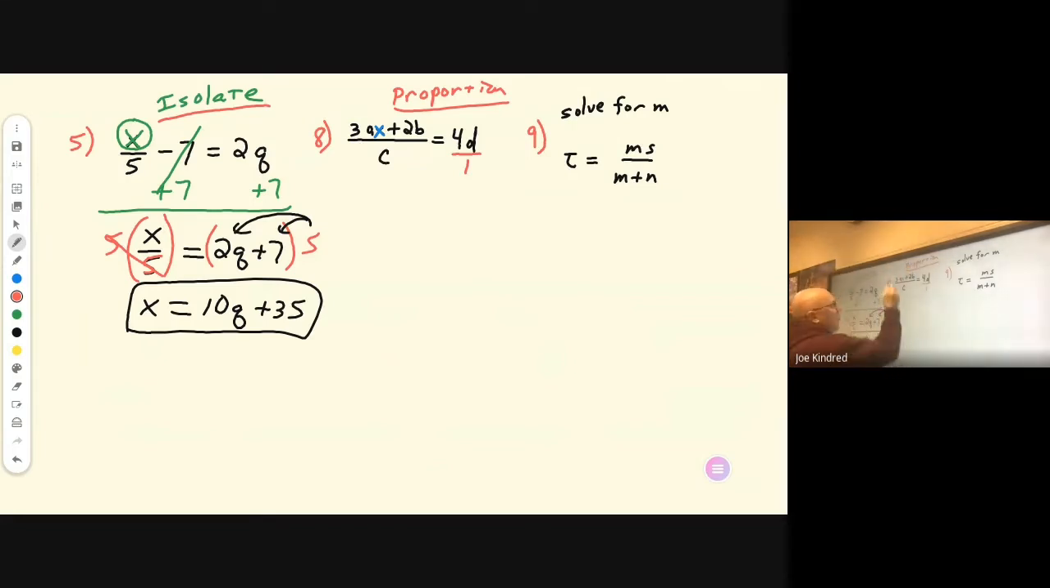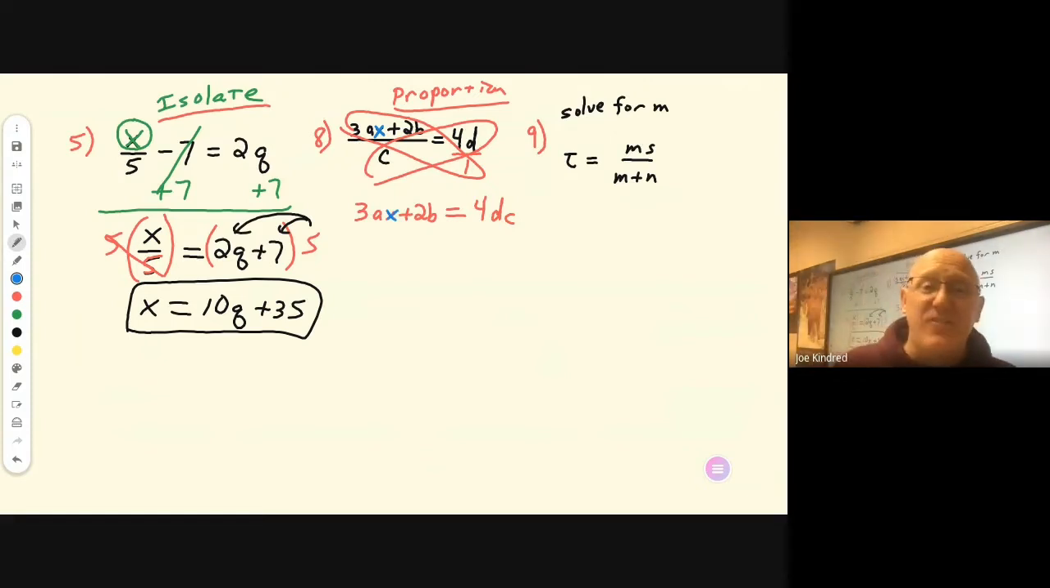I'm going to look at this as a proportion. And we know that with proportions, we can cross multiply. And that's what I'm going to do first. So 3ax plus 2b is equal to c times 4d, or 4dc. Keep in mind, all along, you're trying to get x by itself. So the idea is sometimes you can use past knowledge like proportions, cross multiplying, to help us simplify. Now, one of the other things we could have done is just multiply both sides by c. That's another way we could have done that. Nevertheless, we get the same second step. We get rid of c in the fraction.